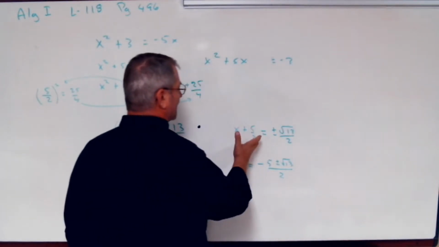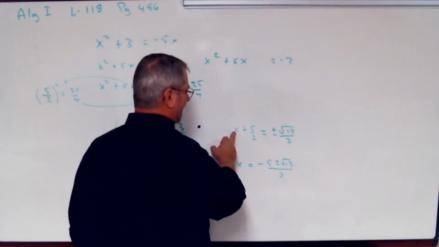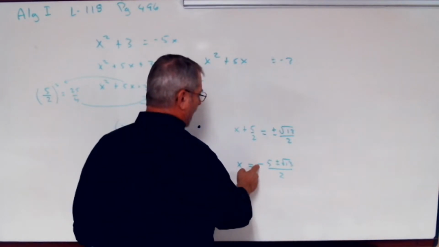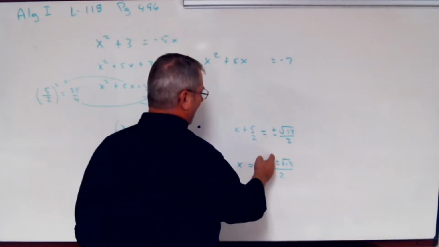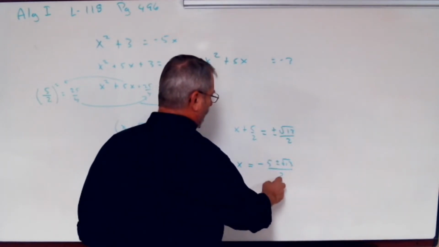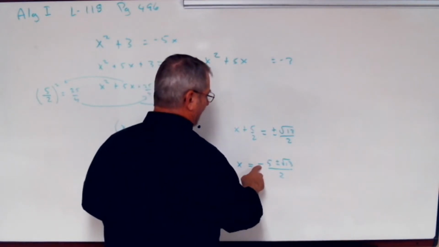Okay? So last step is I want to get x by itself. Plus, so I subtract 5 over 2 from this side. So I just said minus 5 plus or minus the square root of 13, all over the common number 2. Okay? And it's minus.